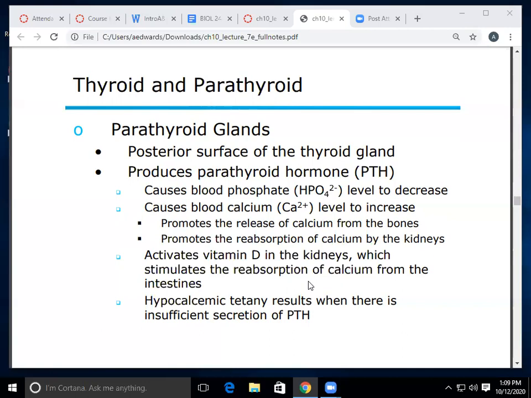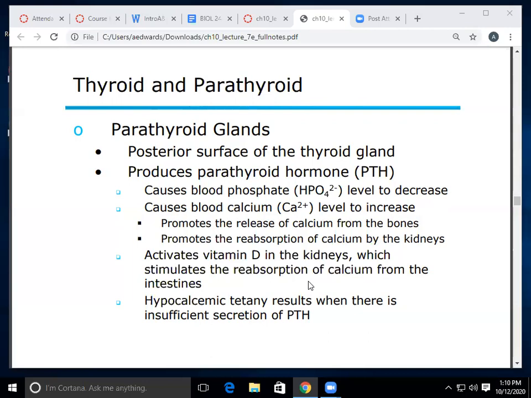It will also activate vitamin D in your kidneys. Okay? That helps with the reabsorbing of calcium, particularly in your intestines. So all these are different ways you can increase your blood calcium.